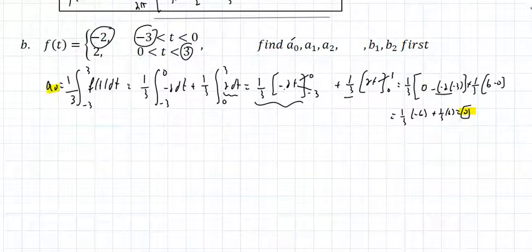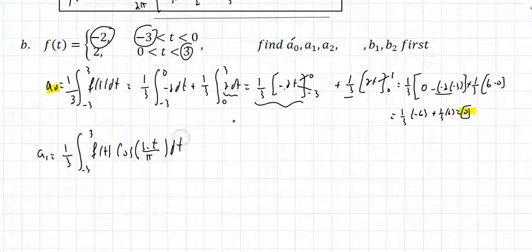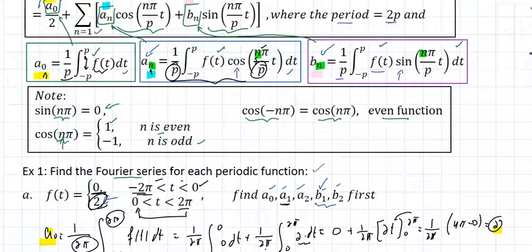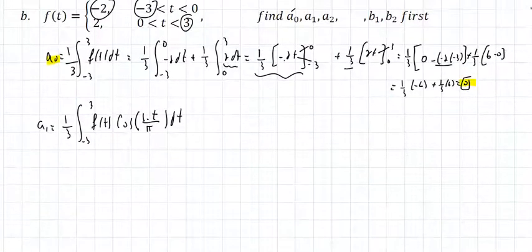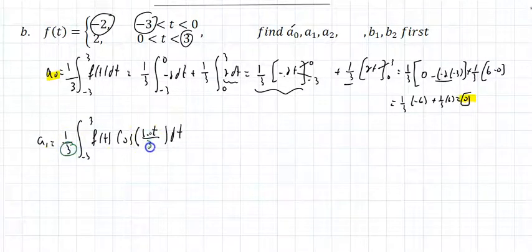And 0 or not, I would have been done right there. How about a sub 1? A sub 1 is 1 over 3, the integral from negative 3 to 3 of f of t times the cosine of 1 t over pi dt. And again, it's right there. That's provided. A sub 1. Put a 1 right there. A pi over p. Let me see, what did I write p? Did I write p as a 3? Oh, I'm so stuck on p. P is right there. There you go.